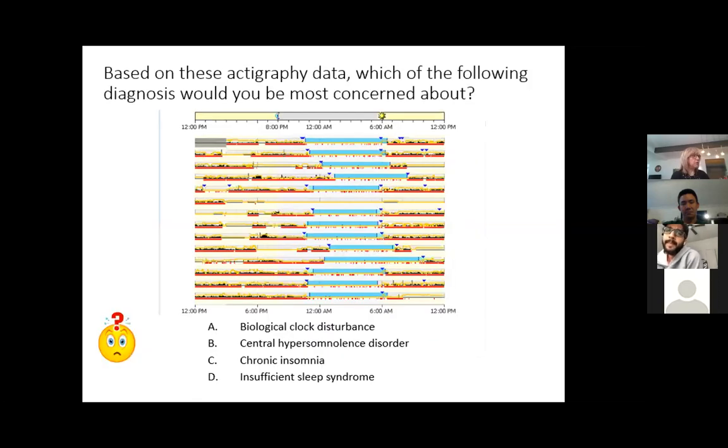Okay, here's a question. Based on these actigraphy data, which of the following diagnoses would you be most concerned about with this actigraphy data in this story? Poor kid needs more sleep. Yeah. B. Sleeping about 6 hours. No, he's not. Central hypersomnolence. Very good. This is an actigraphy before his PSG MSLT.